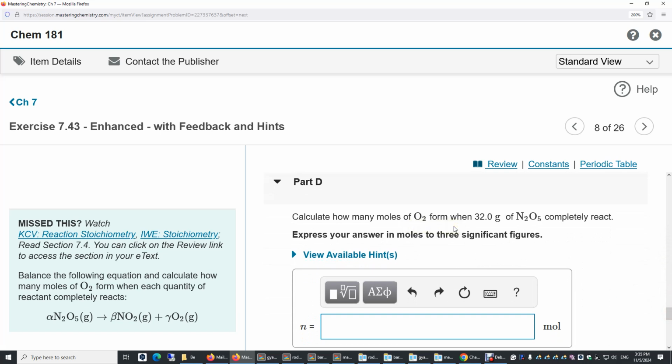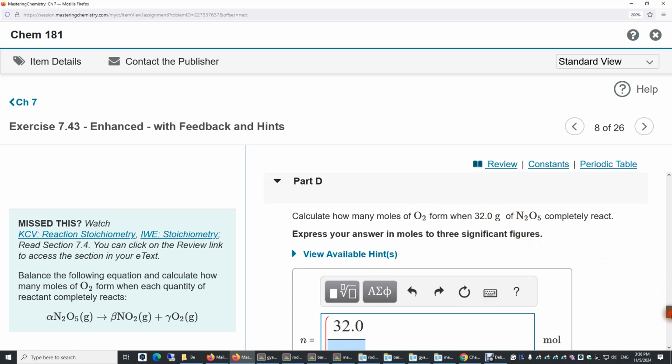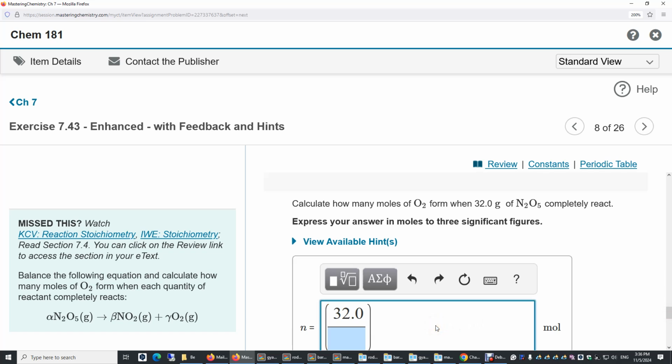This is a slightly trickier question. We're not given the number of moles of N2O5. Instead, we have the mass. But it's easy enough to determine the number of moles of N2O5. We do need the molar mass of N2O5. Nitrogen is 14, oxygen is 16, and we have 5 of them. Now 32 divided by the molar mass of N2O5, we have the number of moles, and then divided by 2.